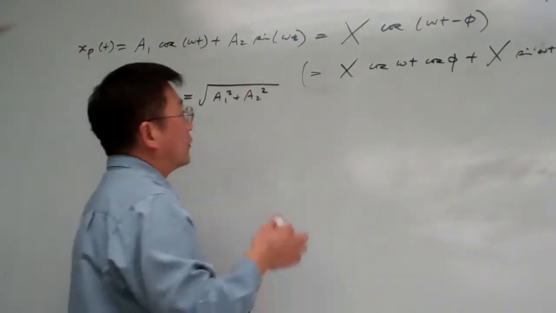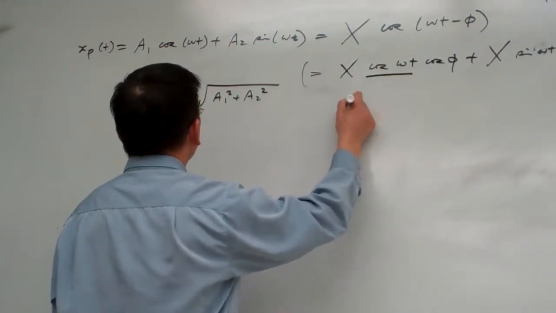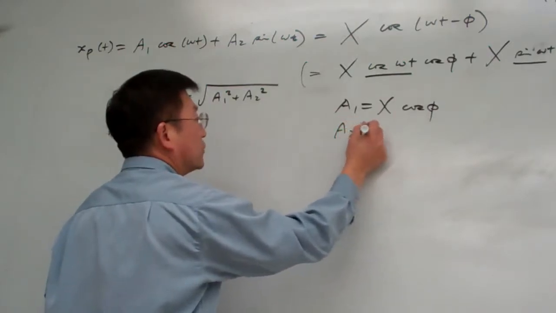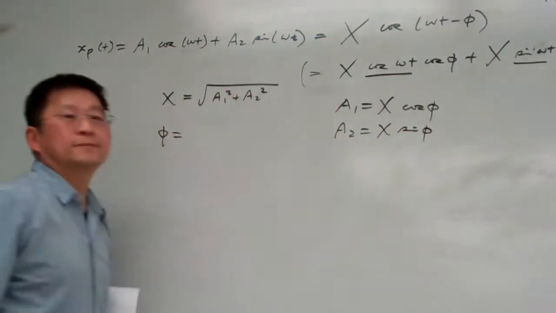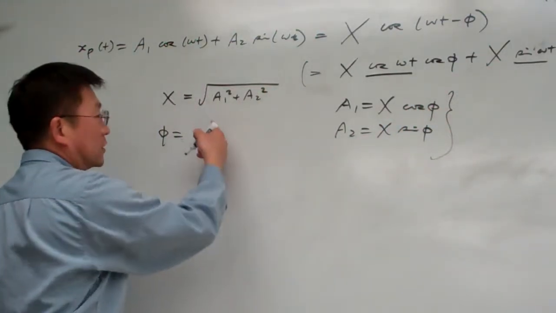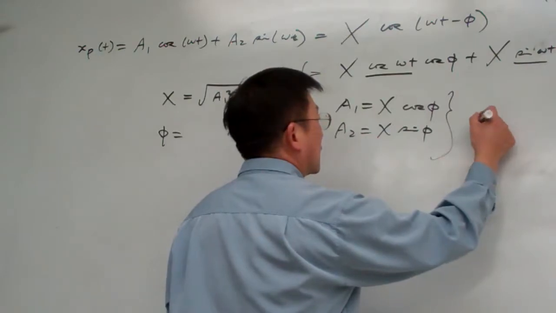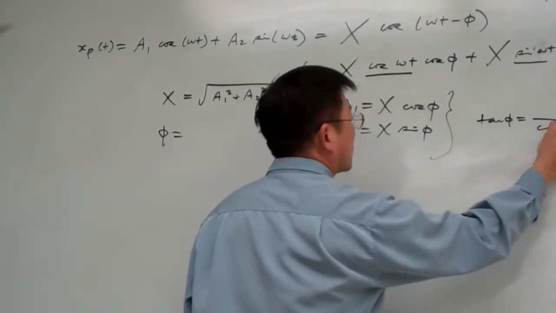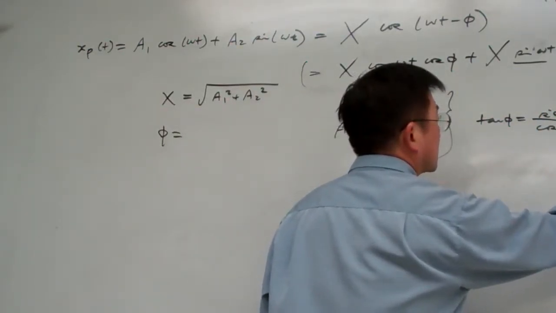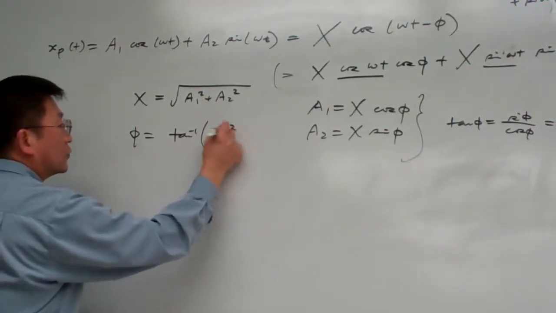From here you can see, compared to this, cosine omega t, so that means A1 equals this. This is sine omega t, so therefore A2 equals this one. Right? So we have such relations. From these relations, we can obtain one is this, and also from here we compare: tangent phi equals sine phi over cosine phi, and X cosine phi equals A1, X sine phi equals A2. So that is our tangent phi equals A2 over A1.